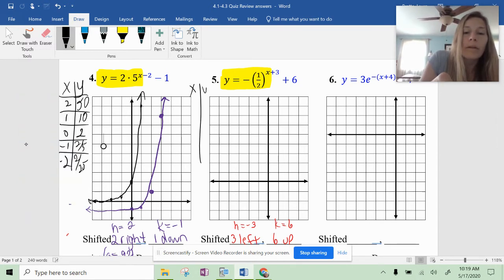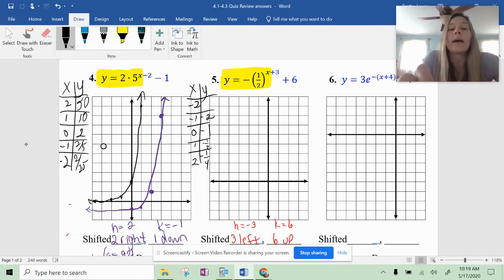Okay, so graphing my parent function first. I know I'm going to have 0 and negative 1. Now, if I put a 1 in here, I will just have negative 1/2. If I put a 2 in, I'm going to have negative 1/4. If I had a negative 1 in, I would have negative 2. And if I have a negative 2 up there for x, that's going to be negative 4. So my parent function looks like this: negative 2, negative 4; negative 1, negative 2; 0, negative 1; 1, negative 1/2; 2, negative 1/4. So this is my parent function right here.